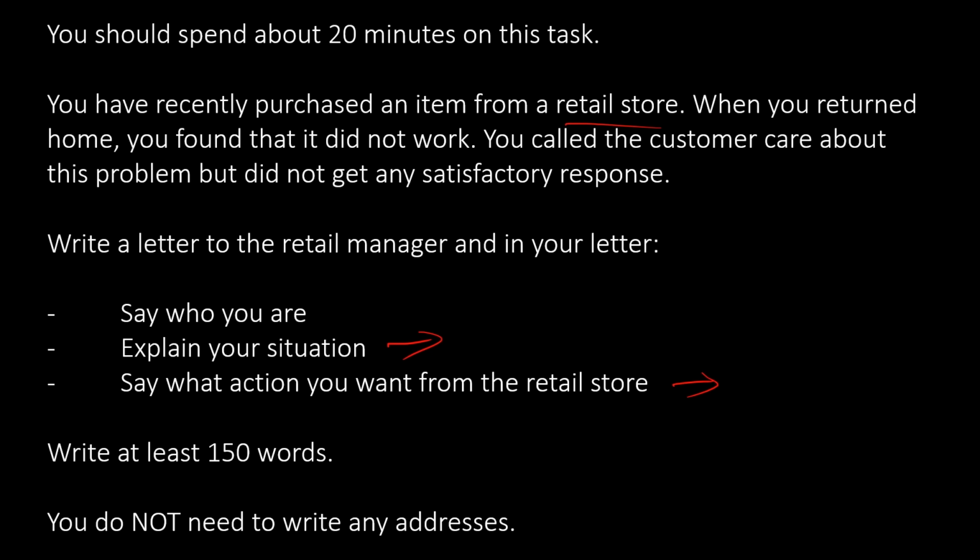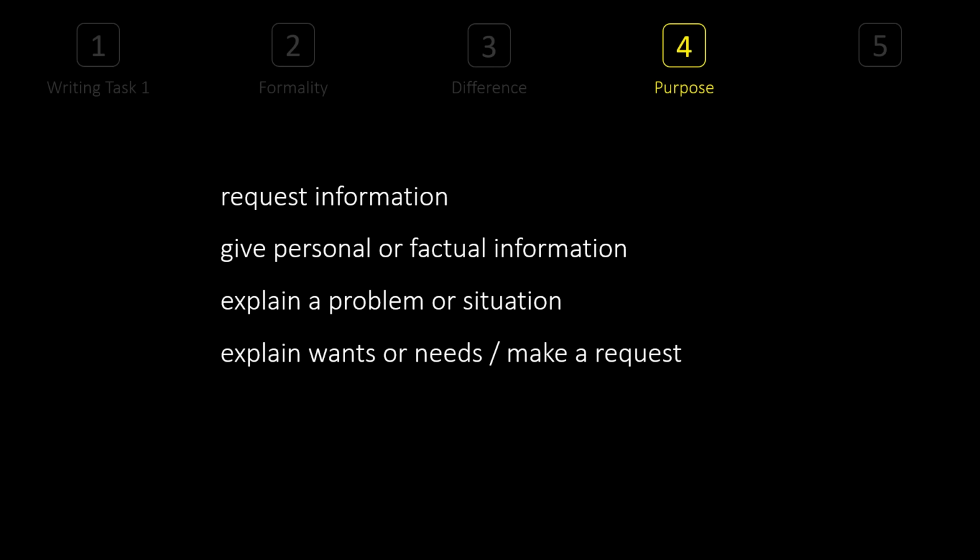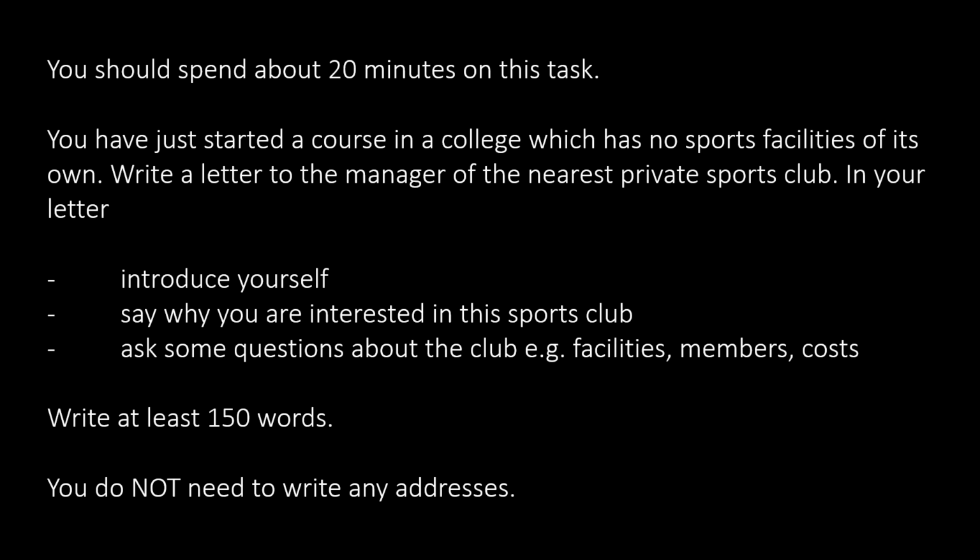So you show the problem and ask for solution. Another kind of letter. Next one is explain wants or needs. What you want from this, or make a request of something. Let's see an example. You just started a course in college which has no sports facilities of its own. Write a letter to the manager of the nearest private sports club. In your letter you mention why you are interested in a sports club. You're asking for something. That means for some facility you want to have. This is called a letter where you ask for something.